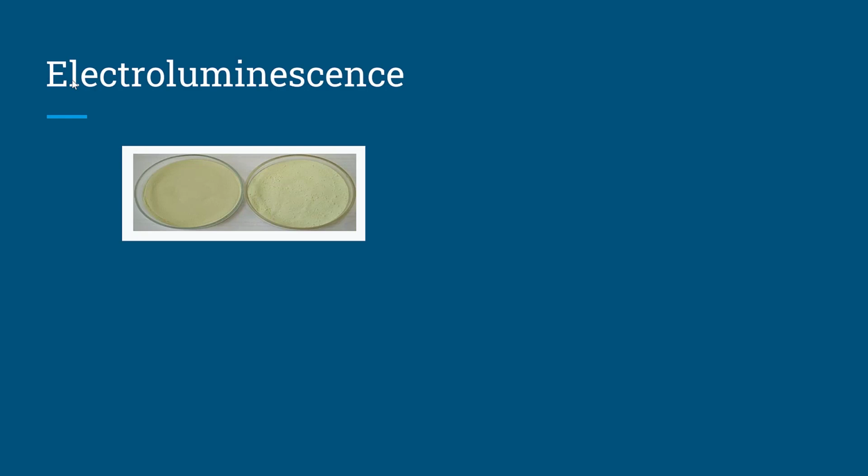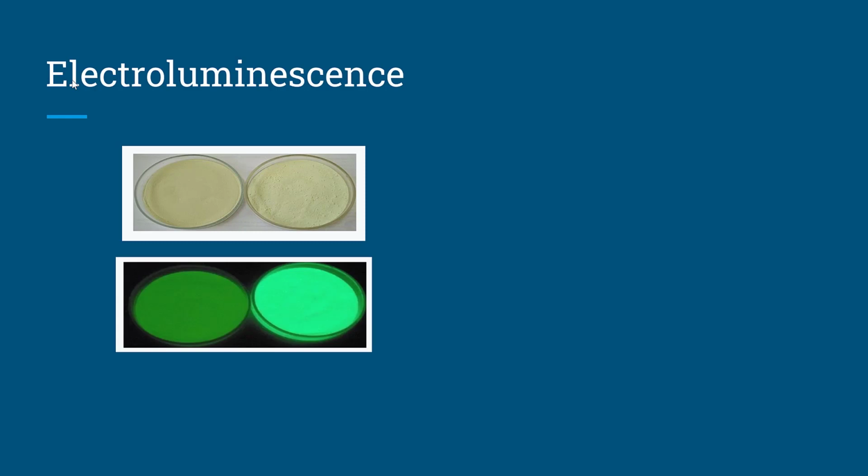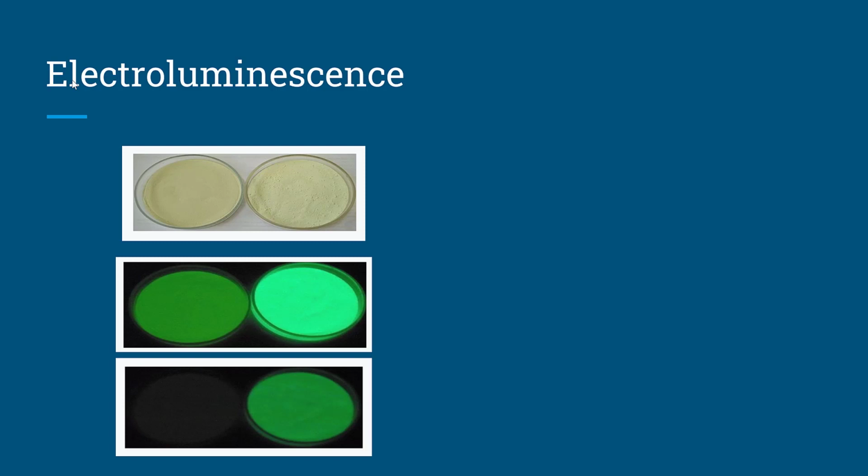In the image, we see two plates. The left plate has zinc sulfide and the right plate has strontium aluminate. On the second image, we see how they emit light in the dark. In the third image, we see them still emitting light after 4 minutes. However, the strontium aluminate is still able to emit the most light.